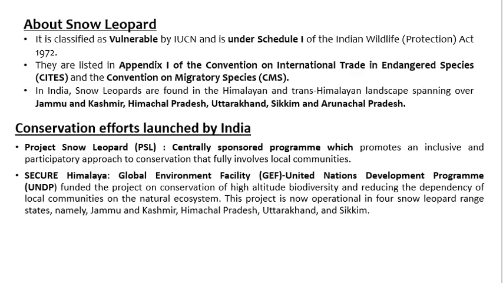Next is Secure Himalaya, which is a project funded by the Global Environment Facility of the United Nations Development Program. The program, that is Secure Himalaya, aims at conservation of high altitude biodiversity and reducing the dependency of local communities on the natural ecosystem. This project is now operational in 4 snow leopard range states, namely Jammu and Kashmir, Himachal Pradesh, Uttarakhand, and Sikkim.